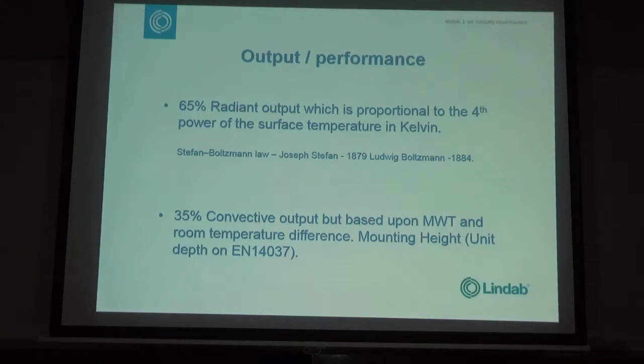And then the convective proportion, 35% of it, is slightly different depending on the depth of your radiant panel. So this one here, being 60mm deep, will have slightly more convective output than this one here at 25mm deep. That's purely because you're getting a stack effect on it. But in the realms of things, it's only a tiny bit more proportion.